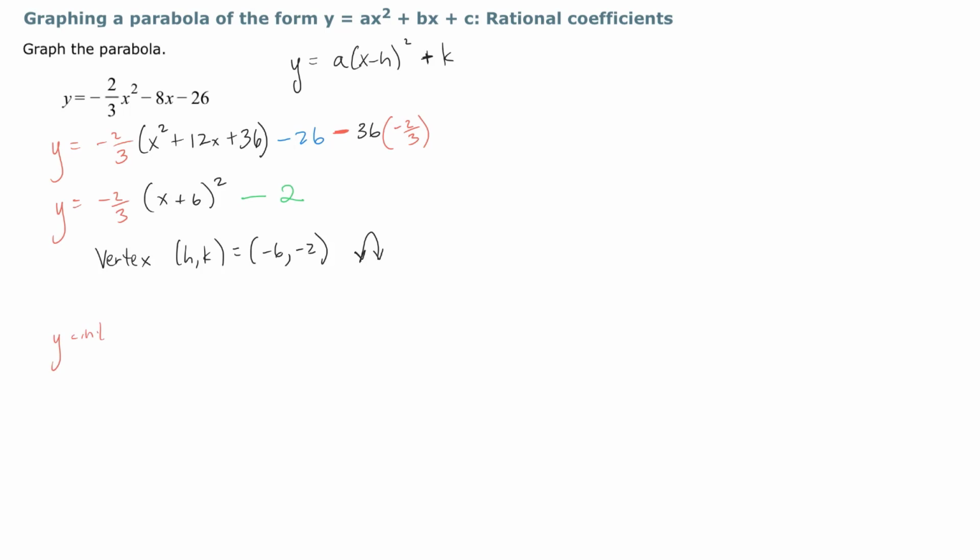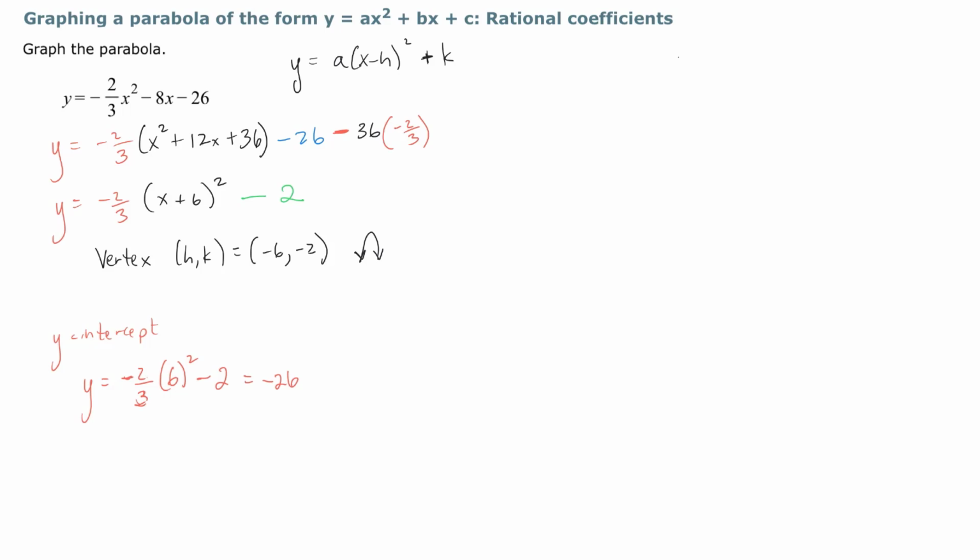So if you try to find a y-intercept, that occurs when x is 0. So y is equal to negative 2/3. We get 6 squared, which is 36, and then subtract 2. So 36 divided by 3 is 12. Negative 24 minus 2 is negative 26. So that might be off the table a little bit, but we could draw a parabola that's not to scale.